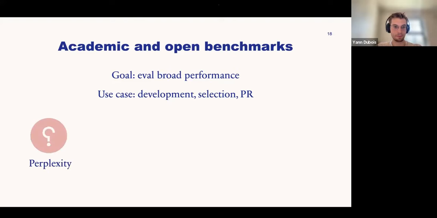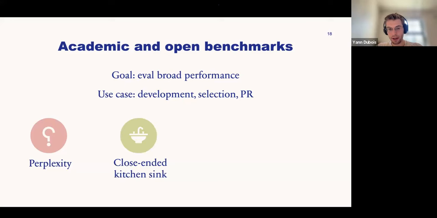So I'll talk about a few potential ways that people do evaluation in the open source community and academic community. One is simply looking at Perplexity. So hopefully you all know what Perplexity is, but if not, I'll briefly overview what Perplexity is.